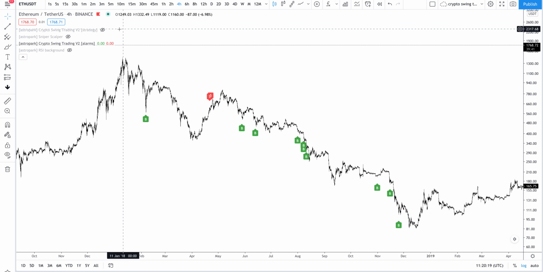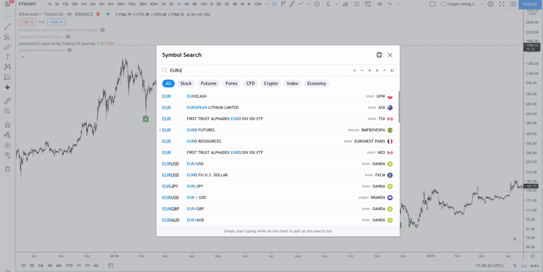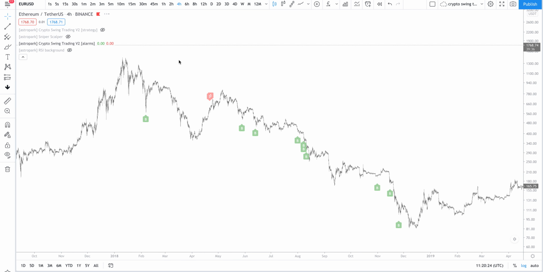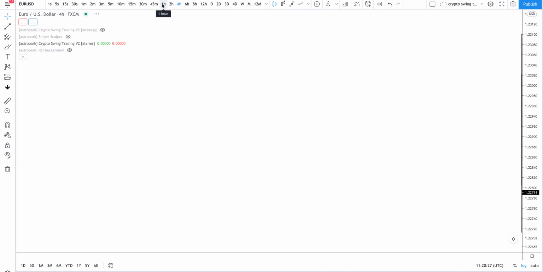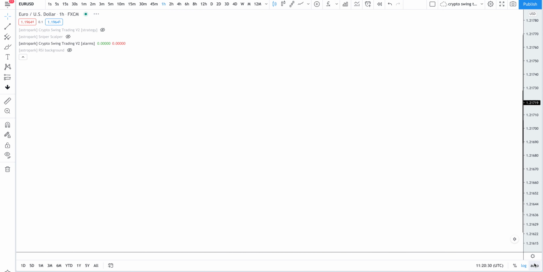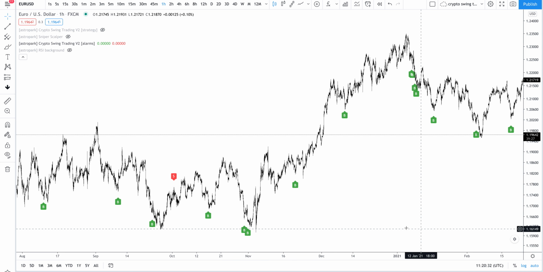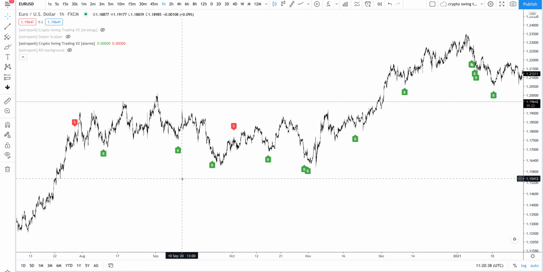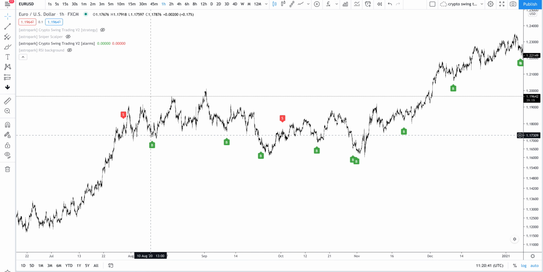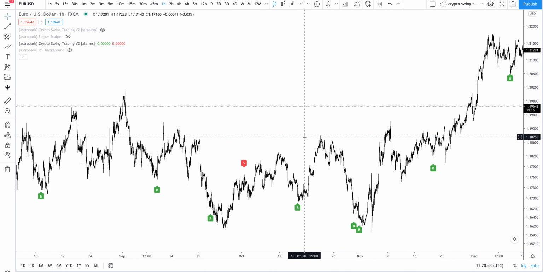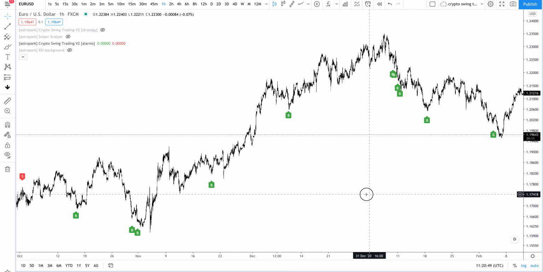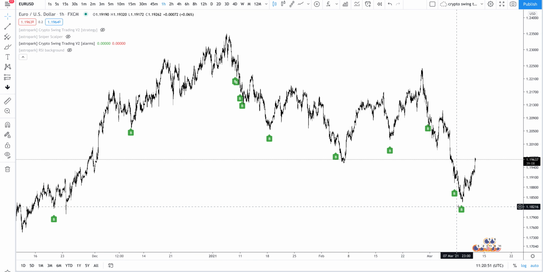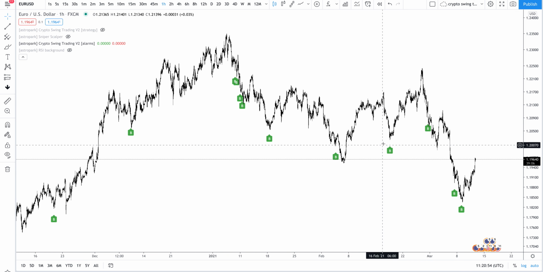Okay, so let's check, for example, EUR USD, this forex pair. What can we see? I know probably a lower time frame should be better. Okay, you see, for example, you have a lot of signals you can play. Really a lot. And as you can see, really bottoms called. Okay, so I guess you can do a lot of profit also in forex with this indicator. As you can see, especially if you are not greedy.